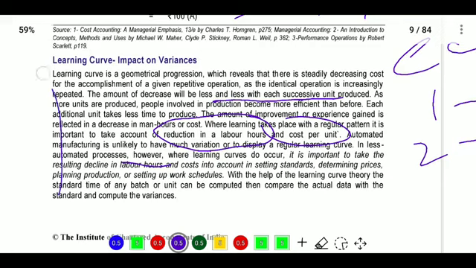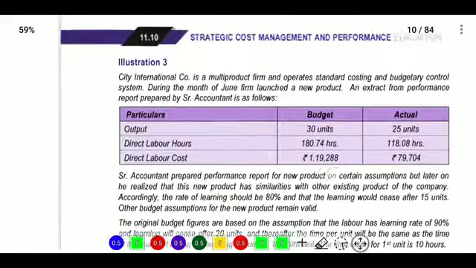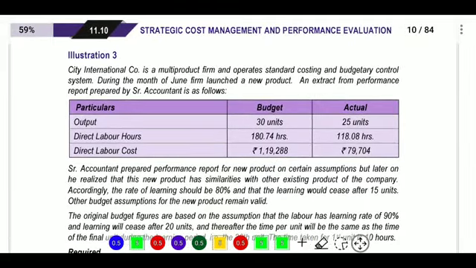Next, what is provided? Here they provided one illustration. We will see the illustration. We will get some clarity about learning variance, and how the learning variance impacts other variances.